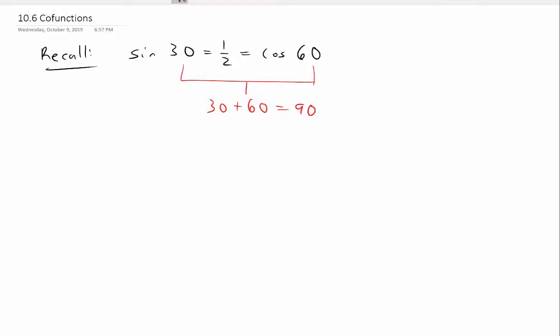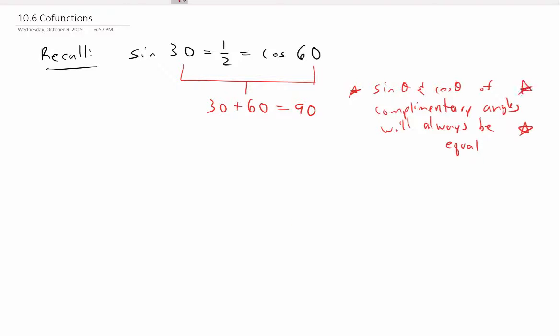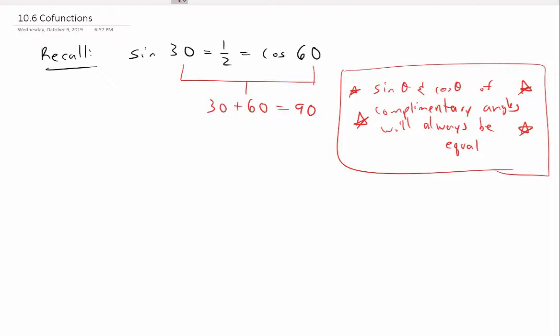In other words, sine and cosine of complementary angles will always be equal. And that's the whole gist of today's lesson. That's really all there is. That's it. Sine and cosine of complementary angles will always be equal. And there's two other pairs of cofunctions we'll talk about.